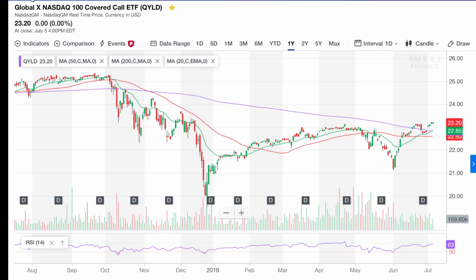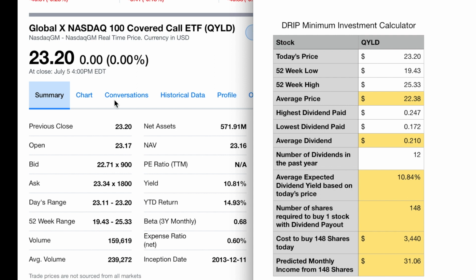So let's just check. I'm going to hit the back button over here, and just to compare, on Yahoo Finance they're estimating the yield at 10.81%, and this calculator is estimating 10.84, within 3/100ths of the estimate from Yahoo. So you can see that it's working accurately.